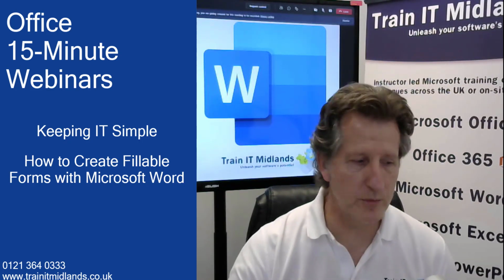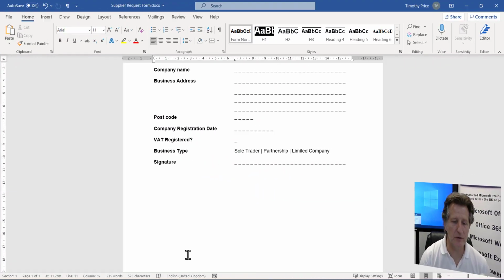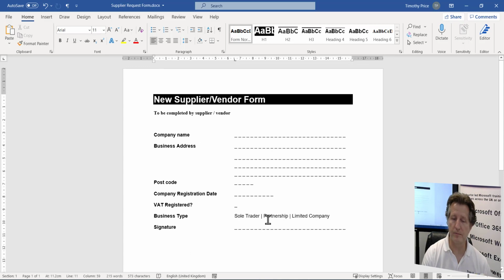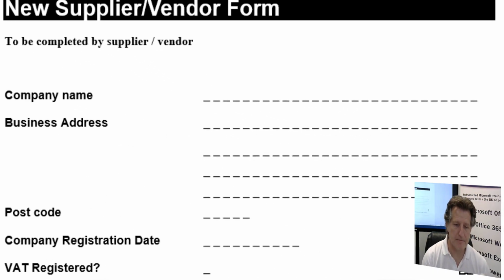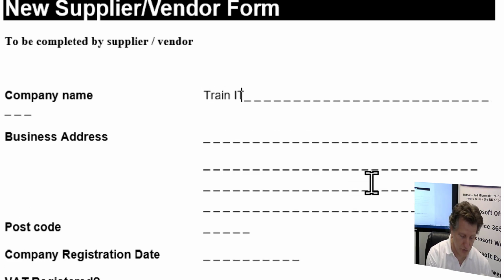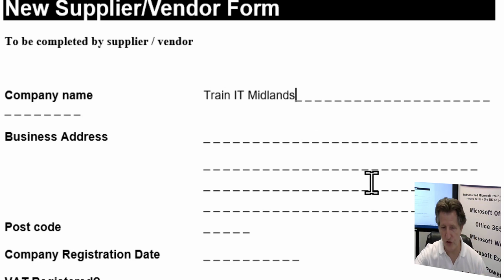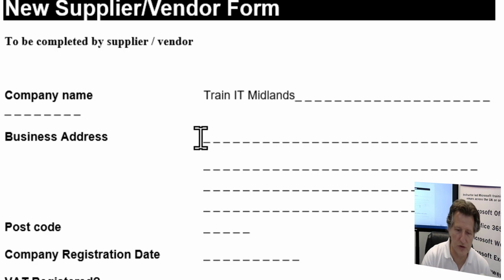So let me share my screen with you. Let's first of all have a look at the type of form that I was speaking about. There we go. We put the dashes in there, we put the underscores in there. The problem is when we come to start to fill out that form, Train IT Midlands, the whole thing is just scrolling across. You shouldn't assume that people know about the overtype button and the insert button. You can turn that off, but you shouldn't assume that.